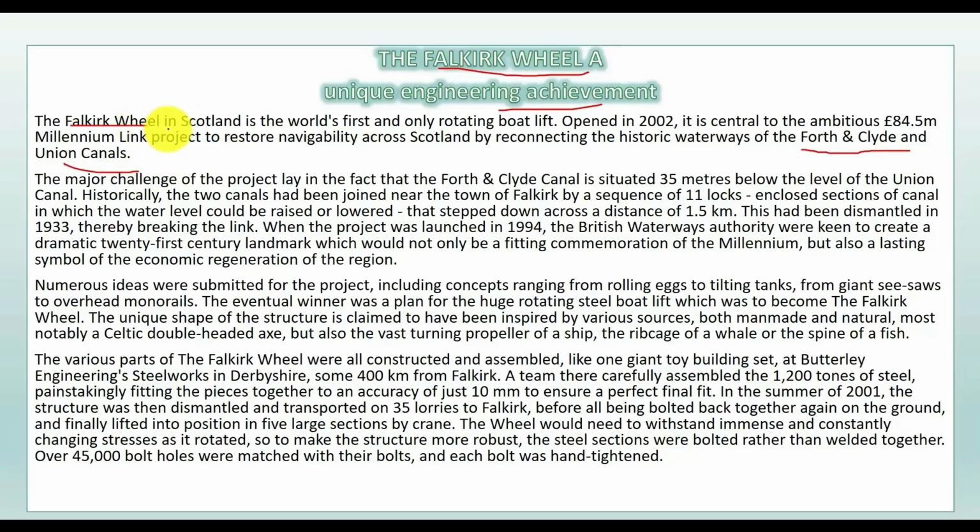The Falkirk Wheel in Scotland is the world's first and only rotating boat lift. Okay, it's important first. Opened in 2002. It is central to the ambitious 84.5 million Millennium Link project to restore navigability across Scotland by reconnecting historic waterways of Forth and Clyde and Union Canal. Now that's important, and here the word reconnecting plays the decisive role. Reconnect is key to the answer.